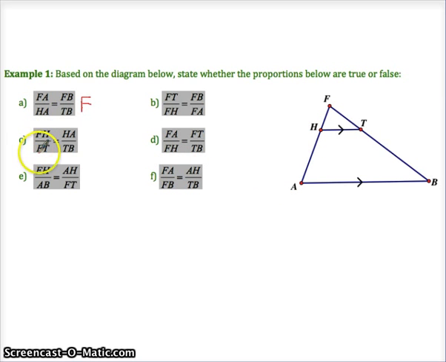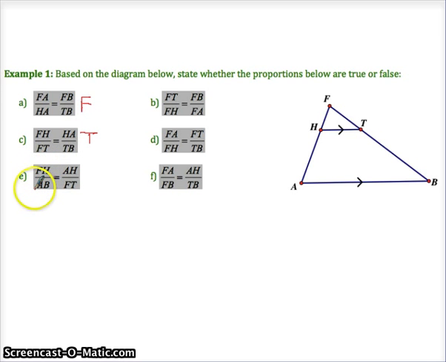FH is to FT as HA is to TB. Also false because FH is to FT, FH, FT, okay. HA and TB, oh wait, I'm sorry, that does work. FH, HA, FT, TB. Yeah, sorry, I was looking at HT, it wasn't HT, it was FT. This is true. This is from the new rule. It's just sideways as compared to the one on the previous page, but that's okay.